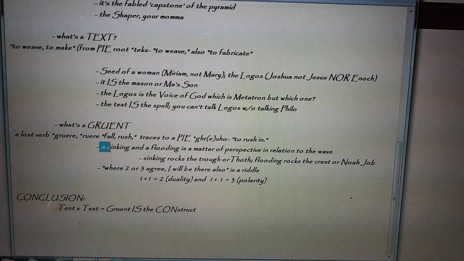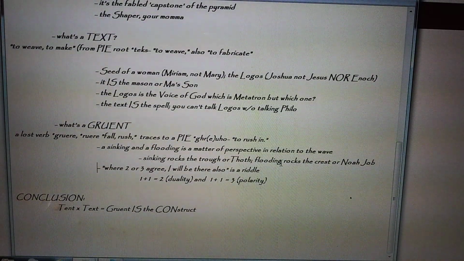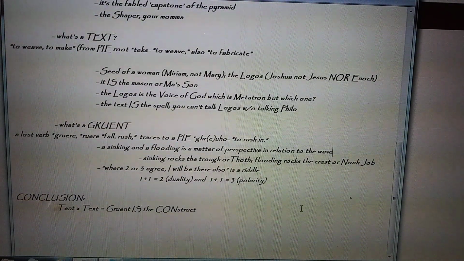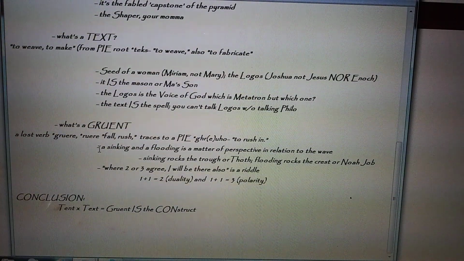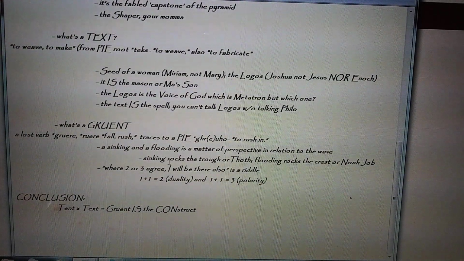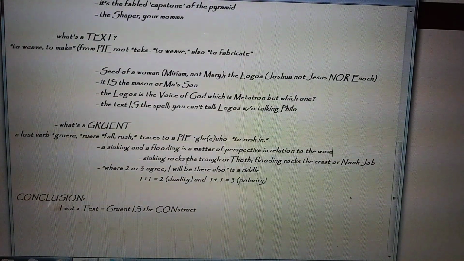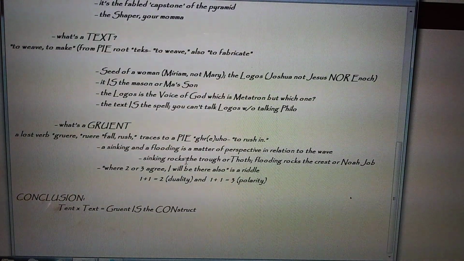So, now understand that a sinking, right, and a flooding is a matter of perspective in relation to the wave. Okay. If you're at the top of the wave, right, or let me say it this way, sinking rocks the trough or the Thoth, okay, sinking of Atlantis, whereas flooding rocks the crest, right, or Noah Job.